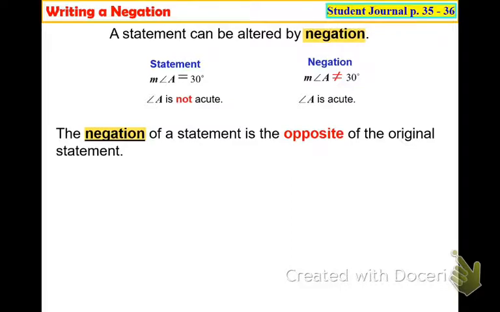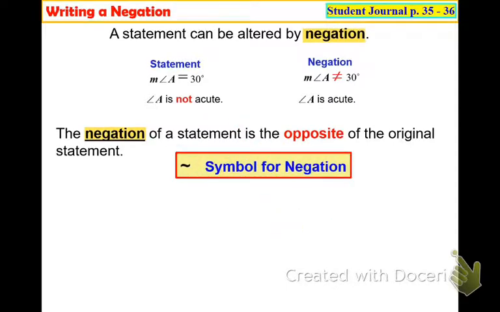Okay? So if I said the sky is blue, to negate it, you would not say, well, actually the sky is red. That's not how you negate. You would say, the sky is blue, the sky is not blue. Does that make sense? So, this is the symbol for negation. It is a squiggle. You write it right under the negation.